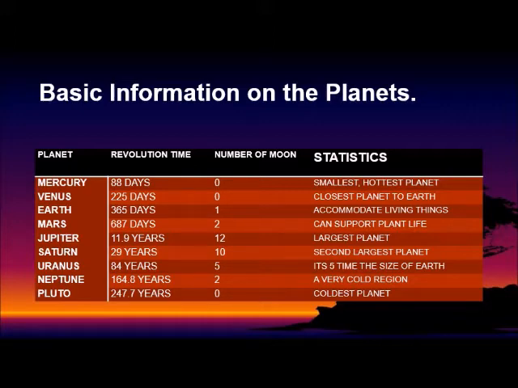That of Jupiter has 11.9 years with 12 moons. It is the largest planet. Saturn takes 29 years to complete its revolution. It has 10 moons. It is the 2nd largest planet. Uranus completes its revolution in 84 years. It has 5 moons. It's 5 times the size of the Earth. Neptune completes its revolution in 164.8 years. It has 2 moons. It's a very cold region. Pluto completes its revolution in 247.7 years. It has no moon. It is the coldest planet.